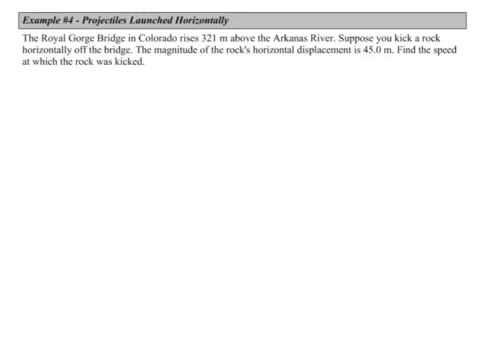So let's look at an example. The Royal Gorge Bridge in Colorado rises 321 meters above the Arkansas River. Suppose you kick a rock horizontally off the bridge. The magnitude of the rock's horizontal displacement is 45 meters. We want to find the speed at which the rock was kicked.